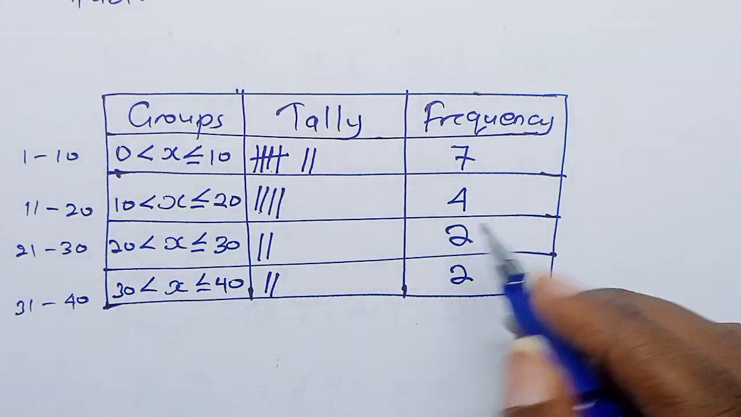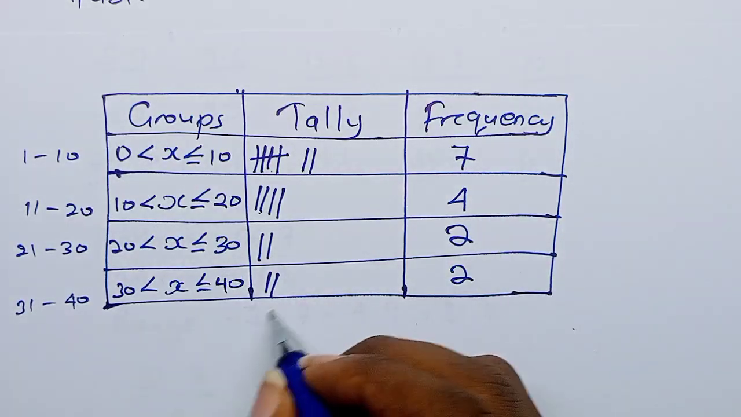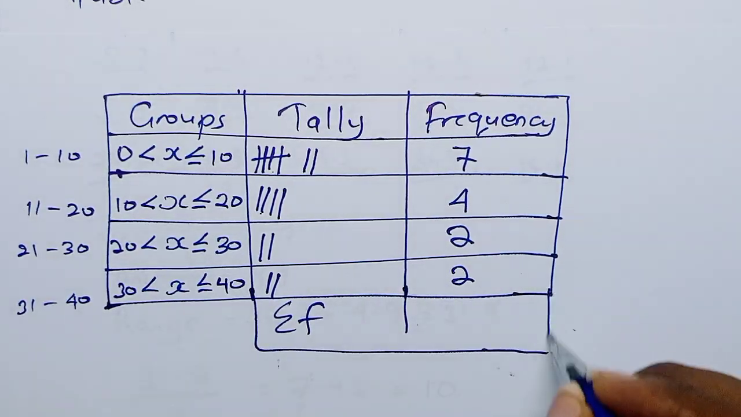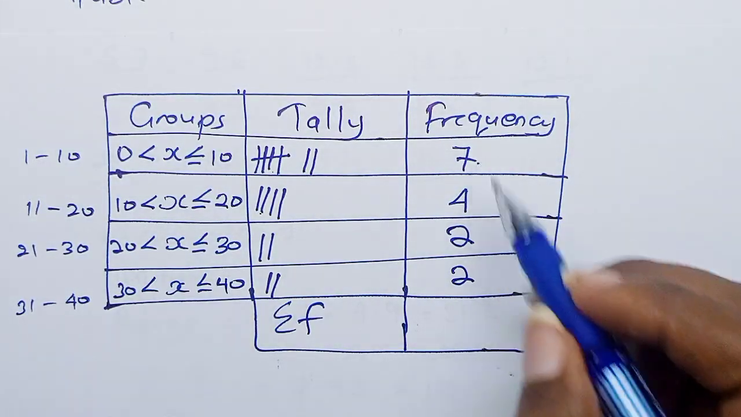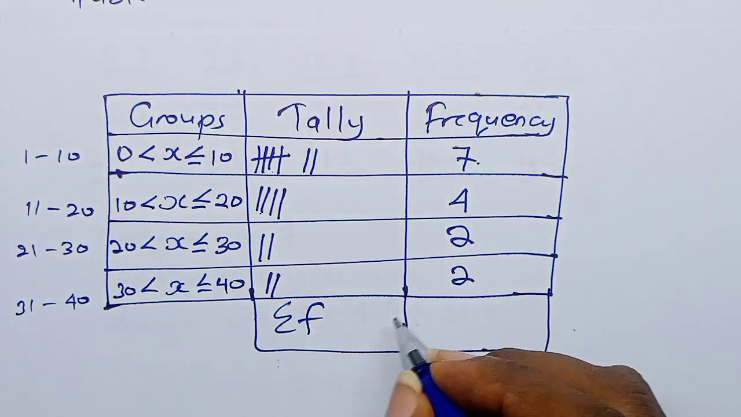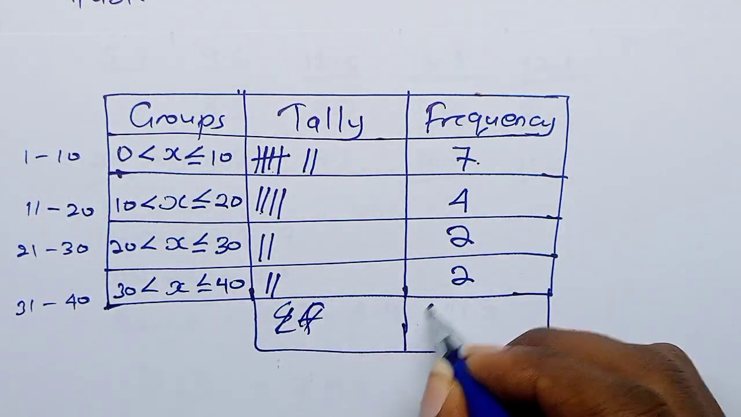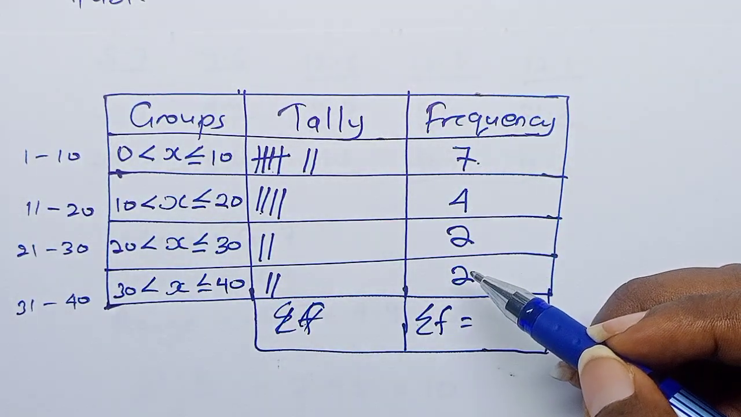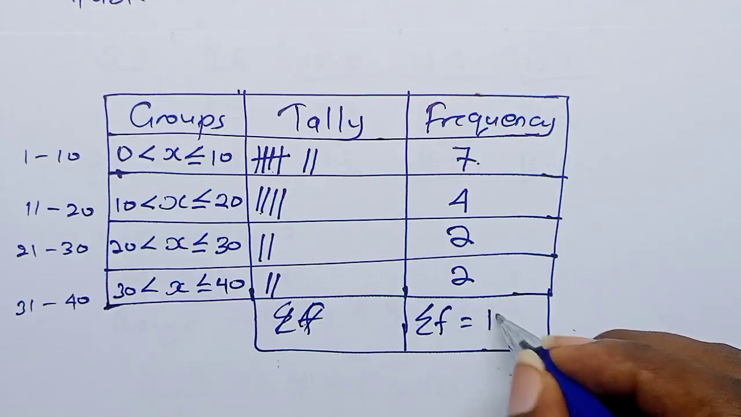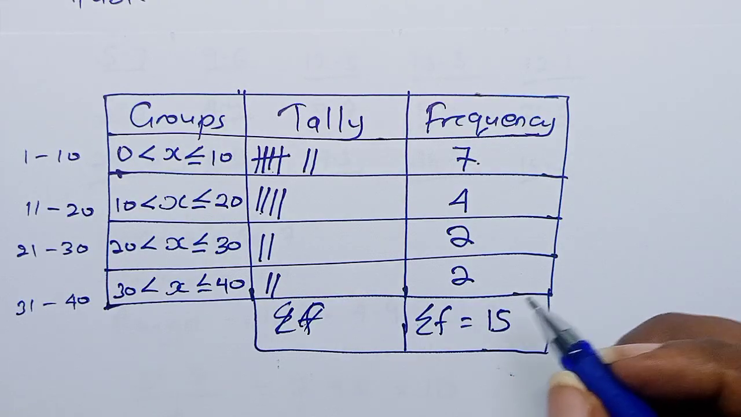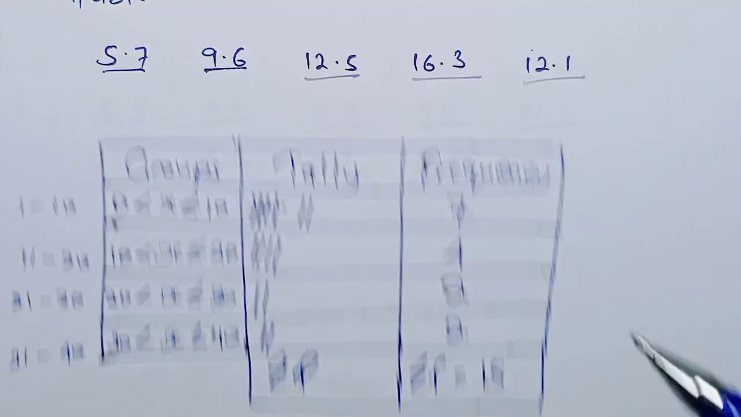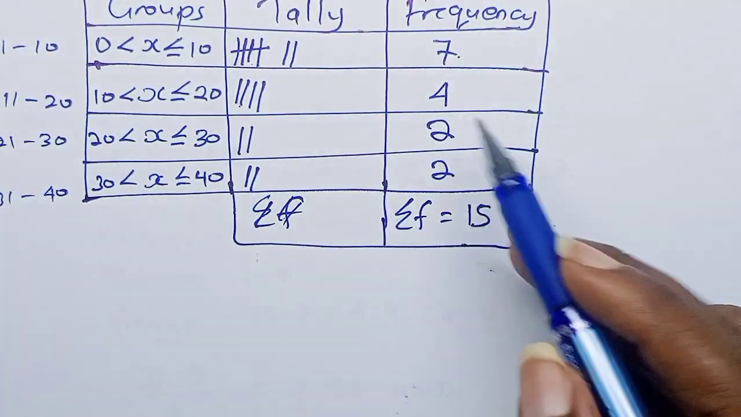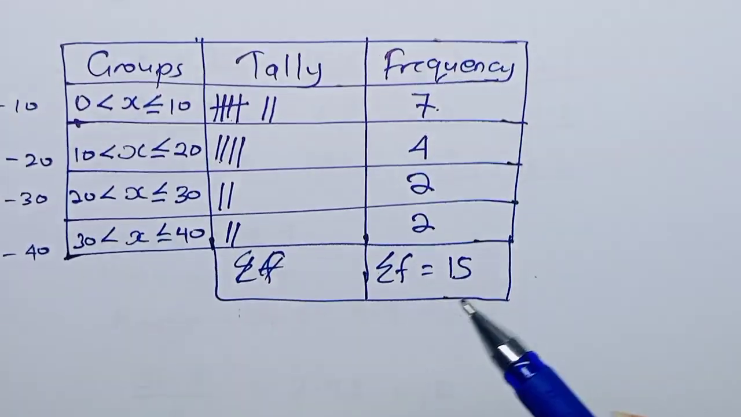After filling the frequency column, you need to find the total frequency. The total frequency is equal to 7 plus 4 plus 2 plus 2. You should be able to get 15. So we had 15, which should be the same as the total of our values. That is how you create a frequency table.